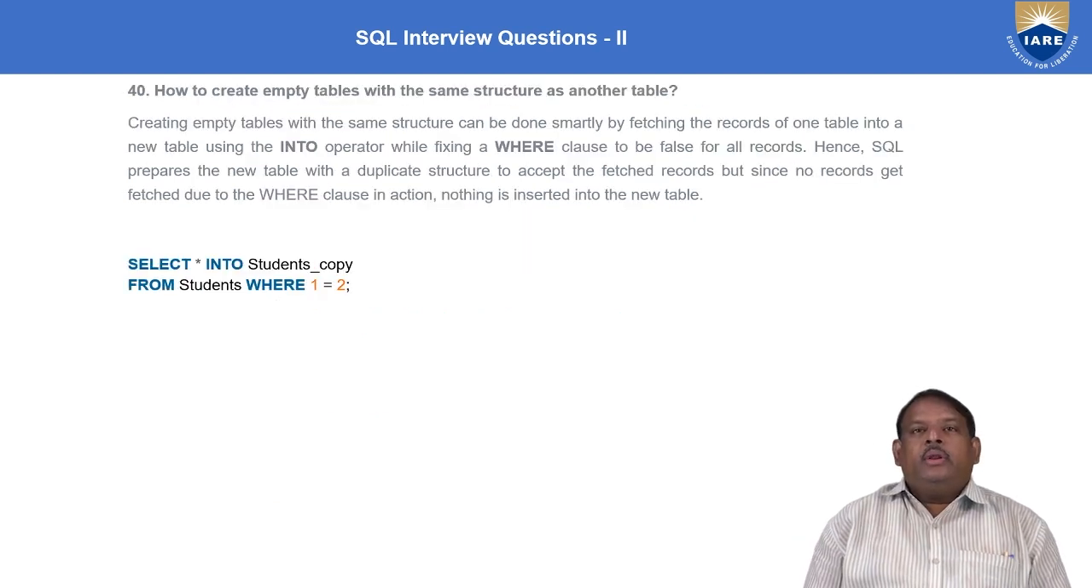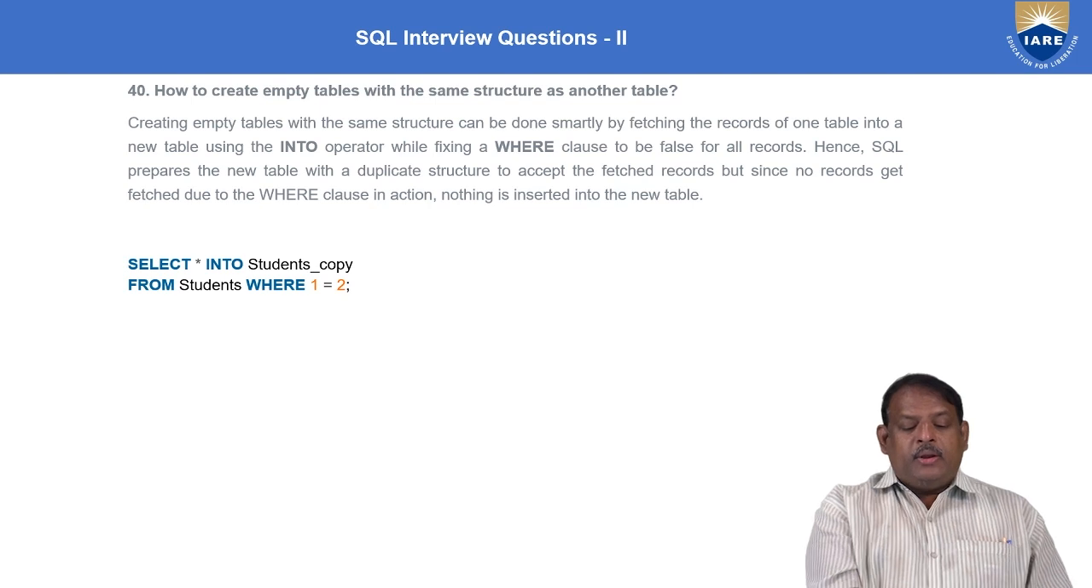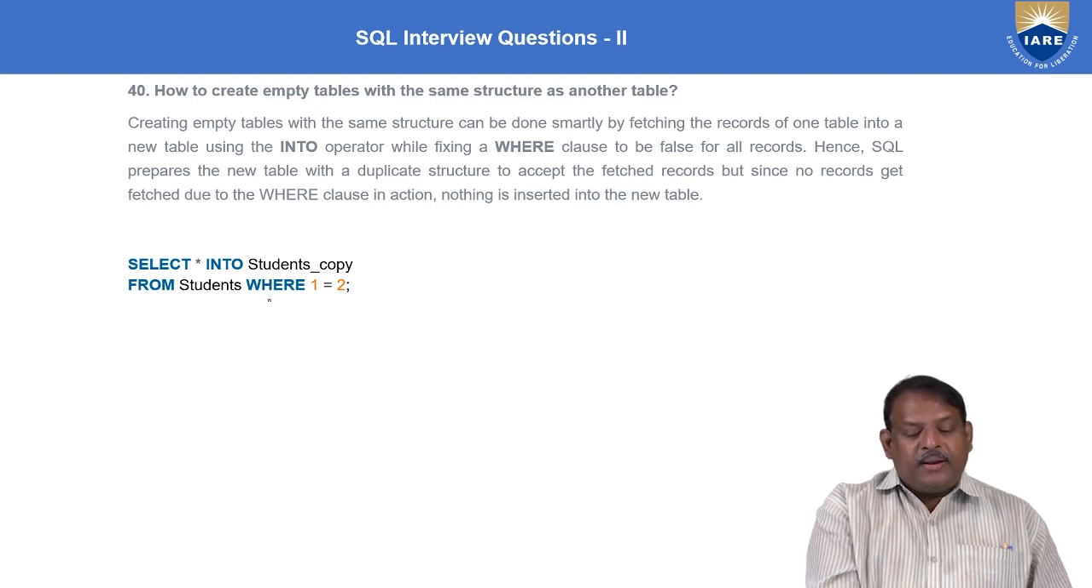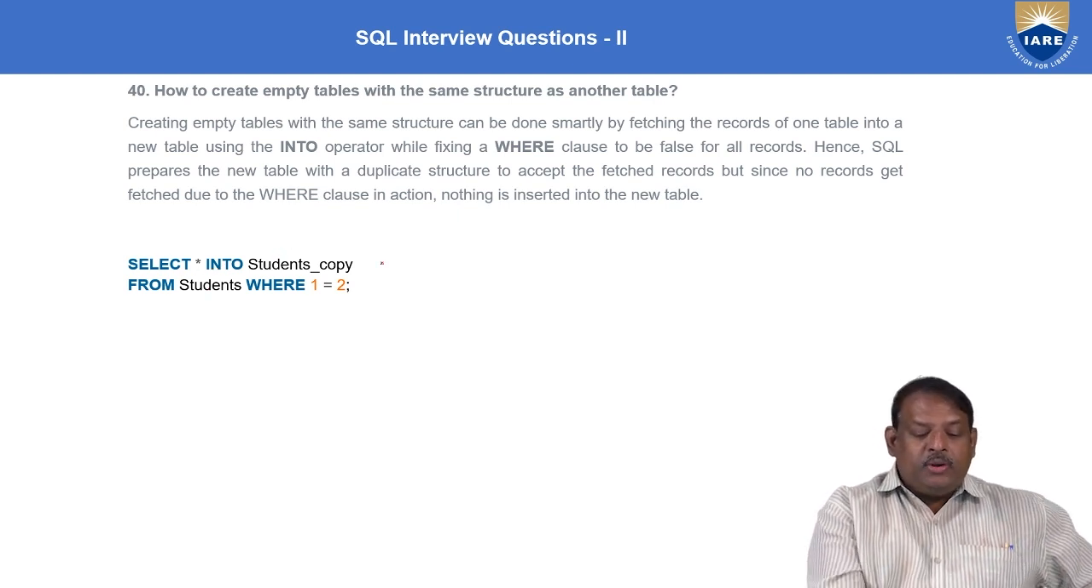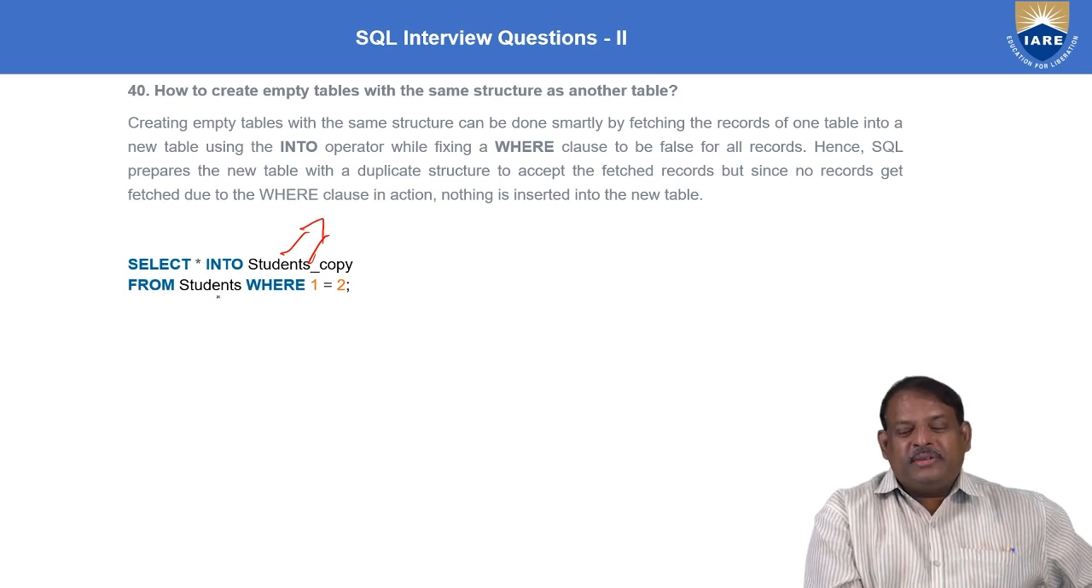Okay. How to create empty tables with the same structure as another table? By using the into command, you can create a structure of an existing table. Now here I am saying select star into student copy. This is a new table name. This table must not already exist in the database. From student, which is the existing table.